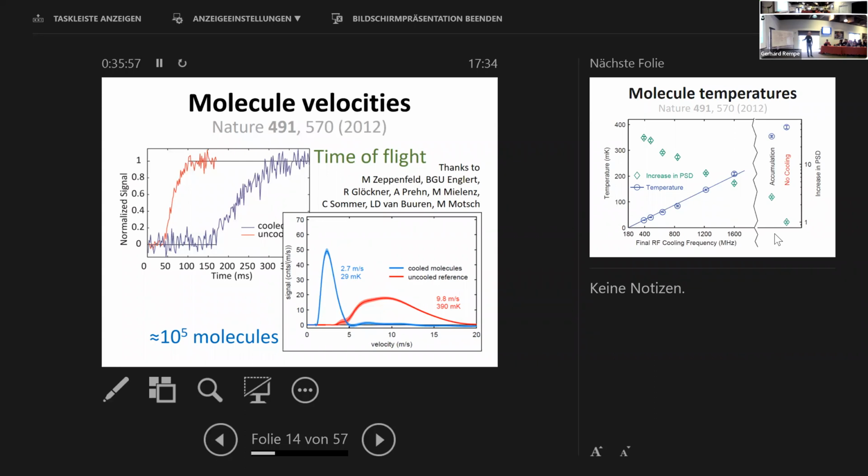It's not separately normalized. The area under this curve is how many molecules we have after cooling, and the area of this is how many molecules we have before cooling. So you can see the area is a little bit larger than this one. So we lose some molecules, but still we end up with about 100,000 molecules. It's a typical number. How do we know it's 100,000 molecules? Well, we count them with our mass spectrometer. We calibrate the mass spectrometer, and from that we know that it's about 100,000 molecules in this particular experiment.